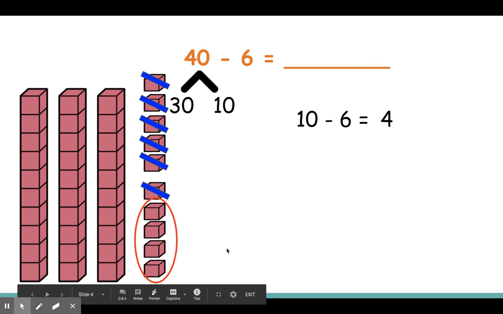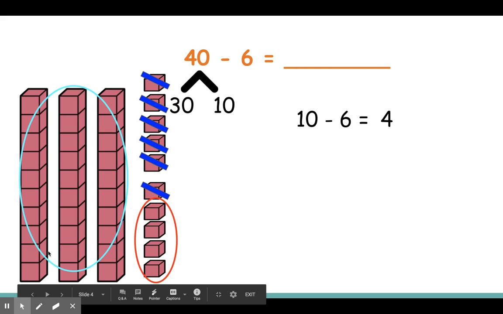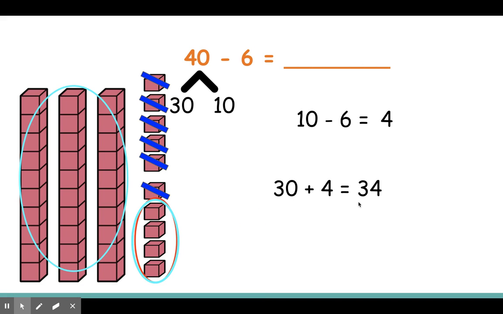But remember, we can't stop there because we're dealing with the number 40, and we had already broken it down into two parts or decomposed it into 30 and 10. So we have to take our 3 10s, 30, and we have to add the 4 that were left over after we subtracted 6. So 30 plus 4 equals 34. Our difference then is 34. 40 subtract 6 equals 34. That's the difference. Good work.